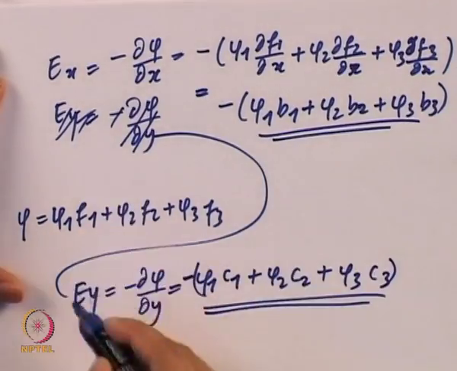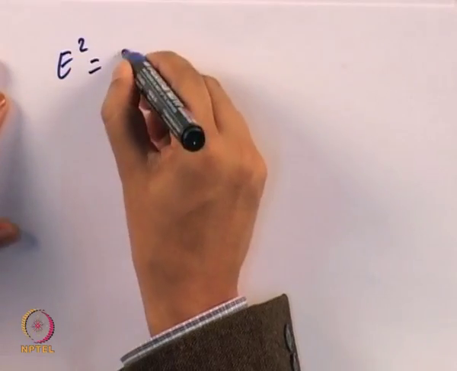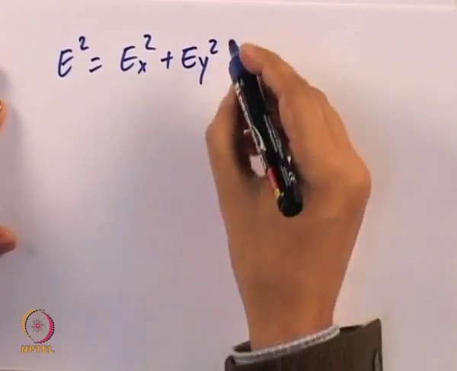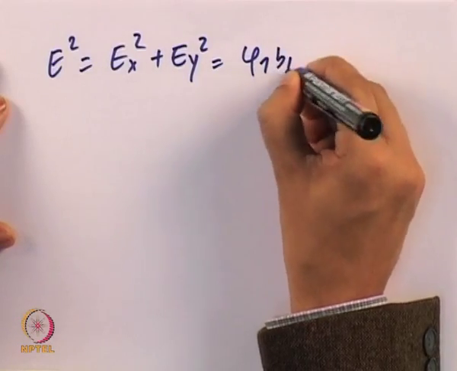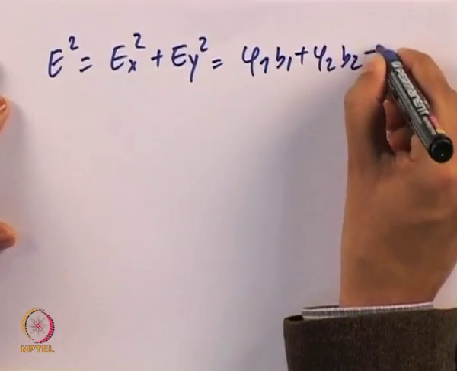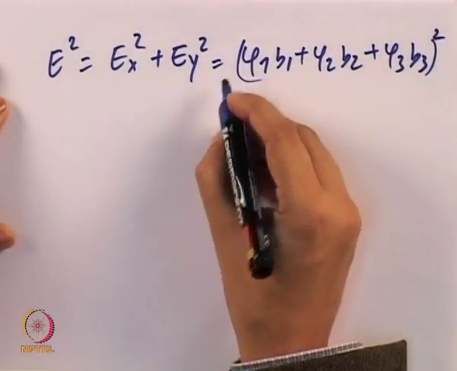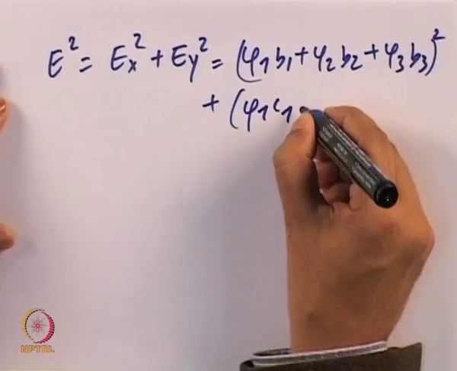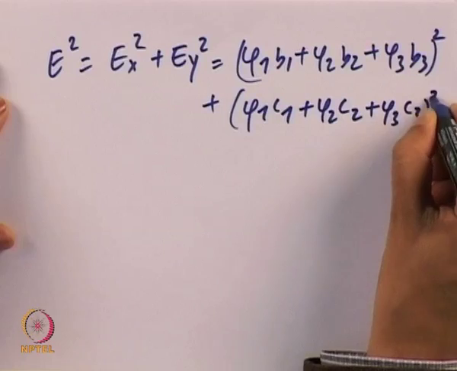Once I know Ex and Ey, I can compute the value of the total electric field as E square equal to Ex square plus Ey square, and that is going to be given by phi 1 B1 plus phi 2 B2 plus phi 3 B3 whole square plus phi 1 C1 plus phi 2 C2 plus phi 3 C3 whole square.